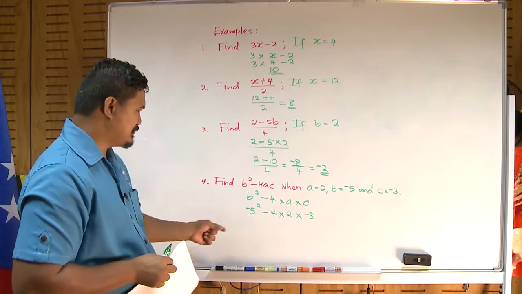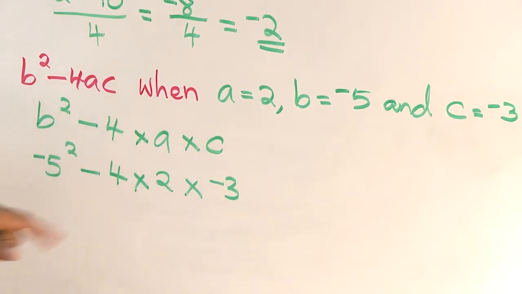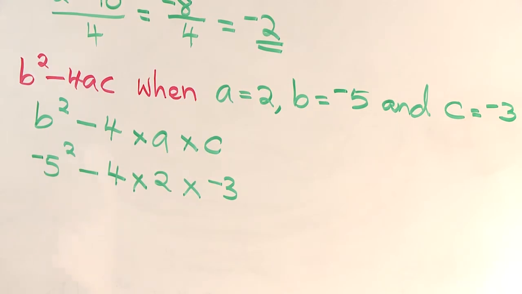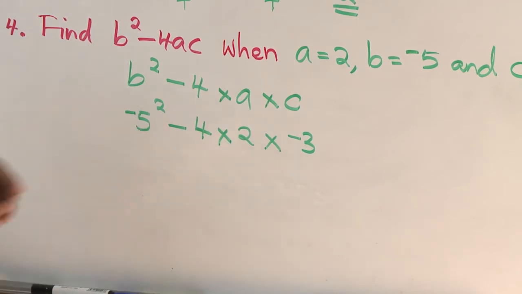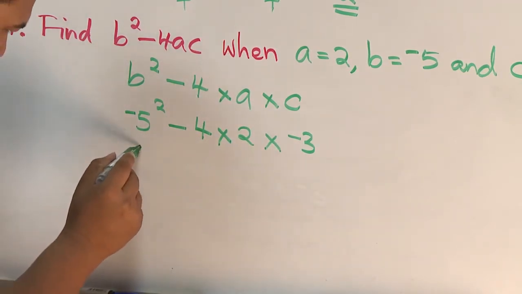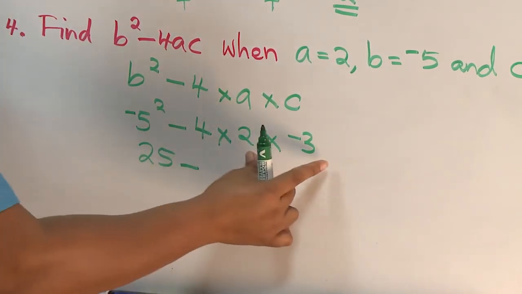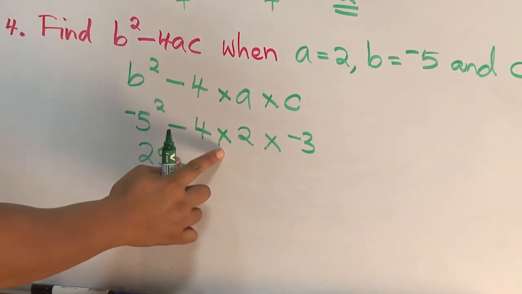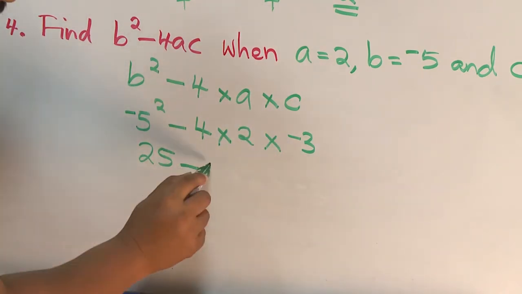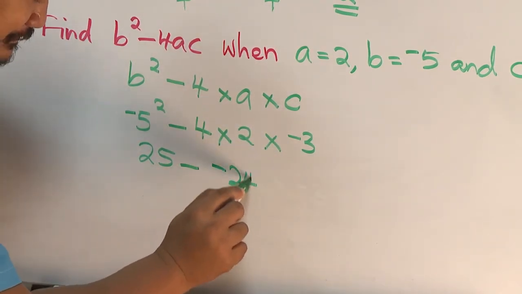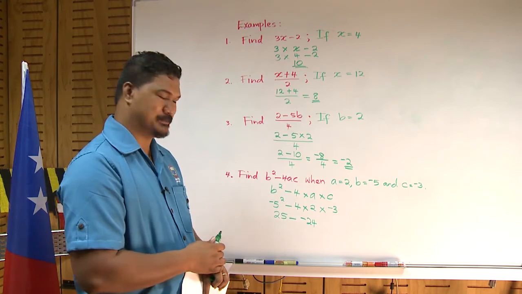Now, according to PEMDAS, we have to do our exponents first, and then our multiplication, and then last we'll have our minus there. Okay, now we need to take care of our exponents first. So negative 5 times negative 5, the answer will be 25. Then we need to do our multiplication next. So 4 times 2 is equal to 8. And 8 times negative 3, the answer will be negative 24. So remember, 3 times 8 is equal to 24.